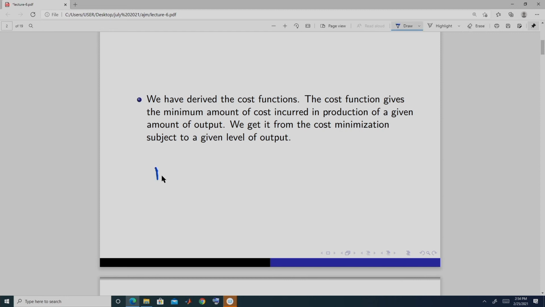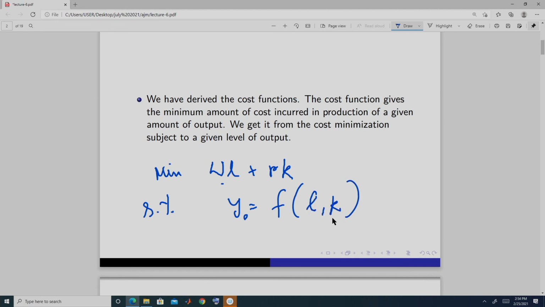We have minimized this expenditure on labor, expenditure on capital, this is wage into labor plus price of capital, that is interest rate into the amount of capital, subject to some production function f, and we have specified that suppose we want to produce y naught amount of output.